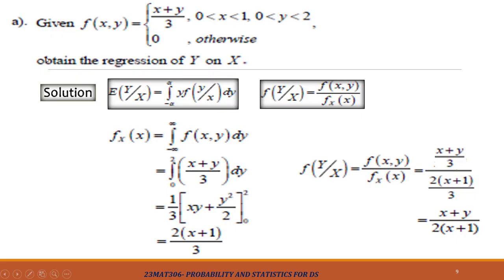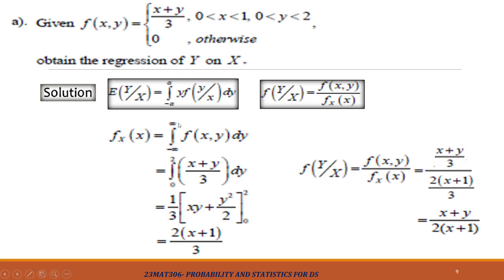In the next problem, the function is given here. We have to find the regression of y on x. So another formula is the expected value of y given x, which is the integral over the limits of y into f of y given x into dy. Then what about f of y given x? This is the conditional probability, which is equal to f of x comma y divided by fx of x. So before calculating this, we have to find fx of x.